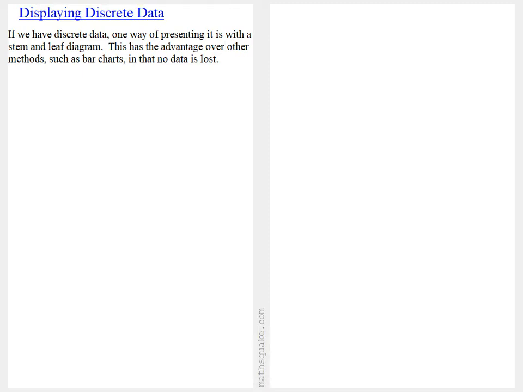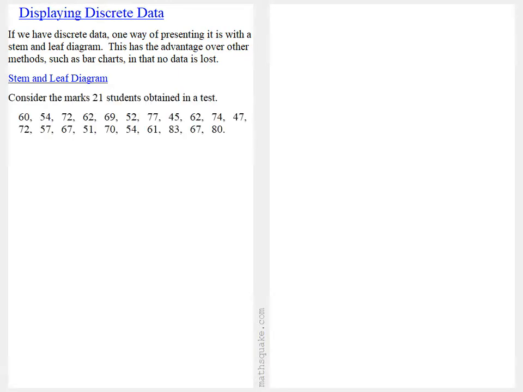This has the advantage over other methods, such as bar charts, in that no data is lost. Now let's see what a stem and leaf diagram is. Consider the marks that 21 students obtained in a test. Now we can put this information in a diagram.